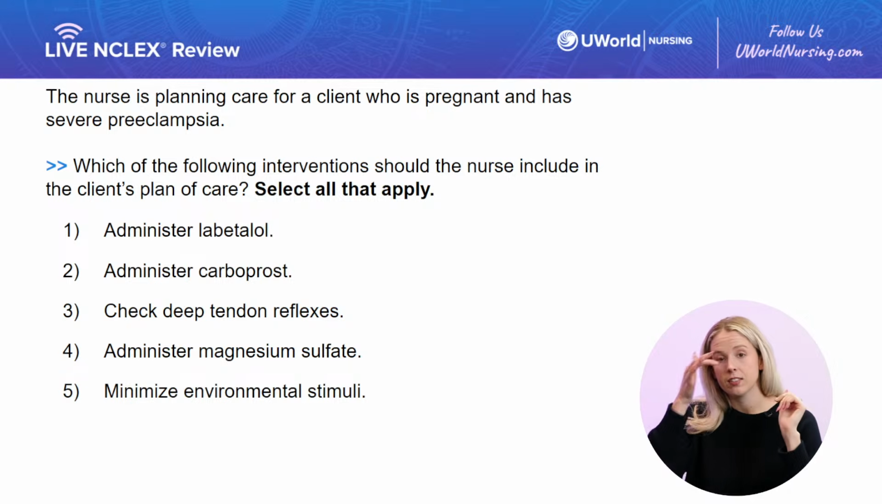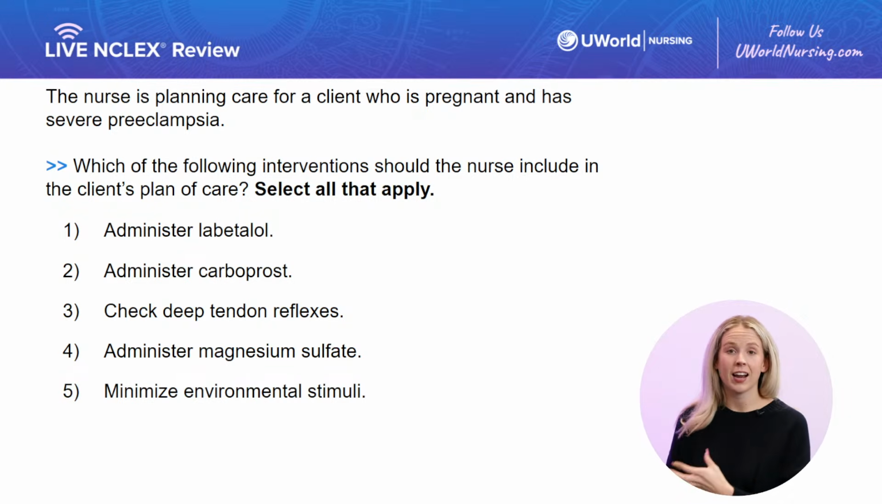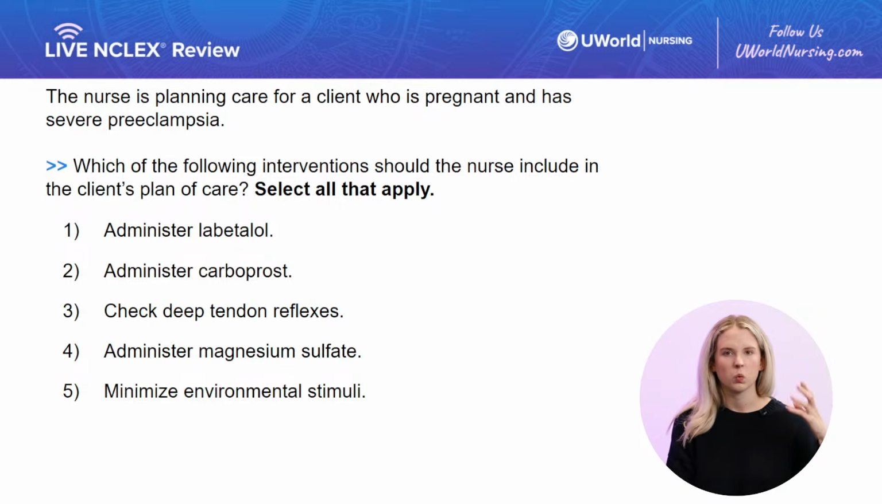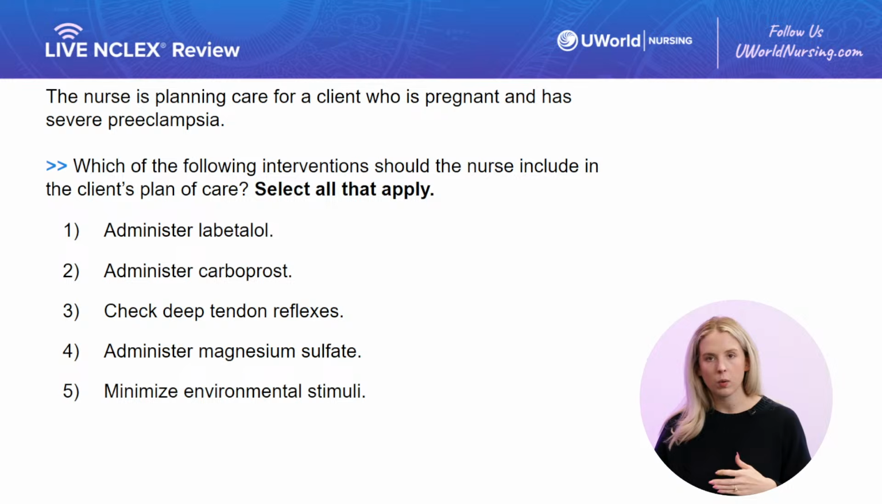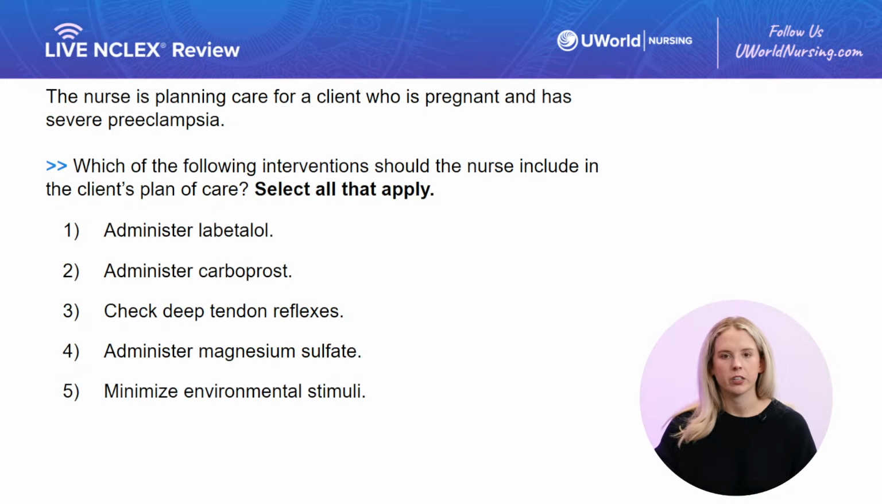Option 3 is to check those DTRs. Now remember, we check DTRs for our preeclamptic clients for 2 reasons. If they're too brisk, that could be a sign of hyperreflexivity and a potential oncoming seizure. Also, if they're on a mag sulfate drip and we have depressed reflexes, so really slow, sluggish reflexes, that is a sign that they could potentially be becoming mag toxic. So we're checking both sides of the spectrum. We don't want super brisk reflexes and we don't want super slow reflexes. We want to be right there in the middle.